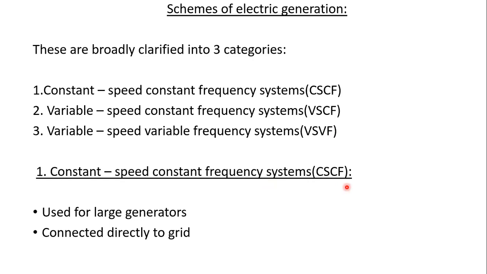What generators do we have to see now? First one is constant speed drive. It has been used for large generators connected directly to the grid. So here we are using a constant frequency system for these large grid generators. And what generators are used for this? We are using two types of generators: synchronous and induction generators. Okay, so we will see them.